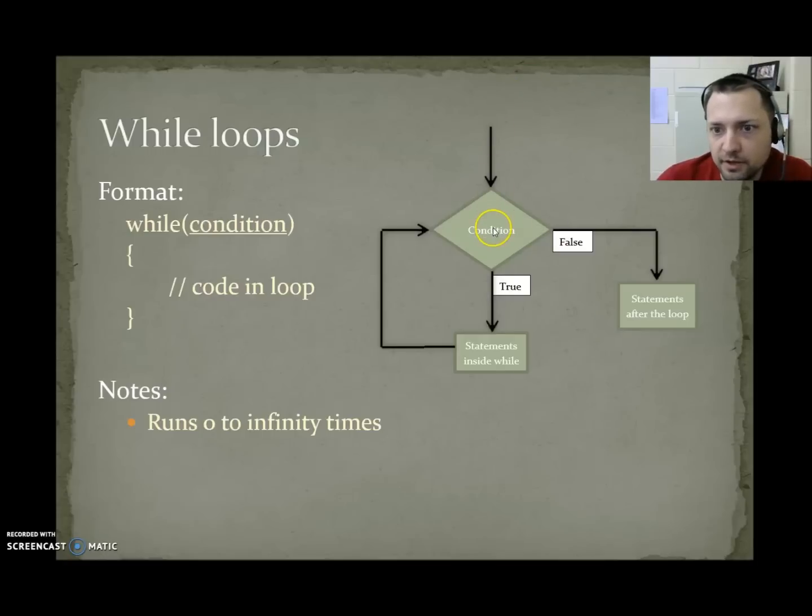Now, when you come in, if the first time you reach the condition it's false, we never do the code in the loop. That's why it can run zero times, all the way up to infinity. In theory, if the condition is always true, you would have a loop that would run an indefinite number of times. So, while loops run zero to infinity times.